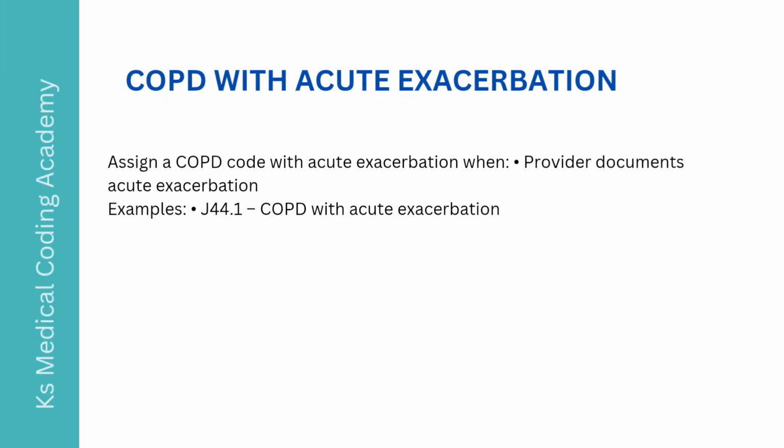COPD with acute exacerbation. Assign a COPD code with acute exacerbation only when the provider specifically documents acute exacerbation. For example, J44.1, COPD with acute exacerbation. Never assume exacerbation without documentation.